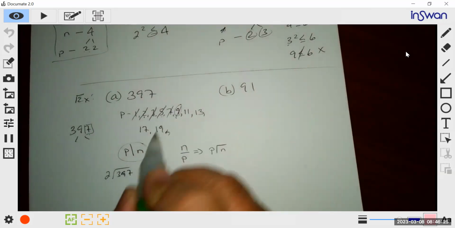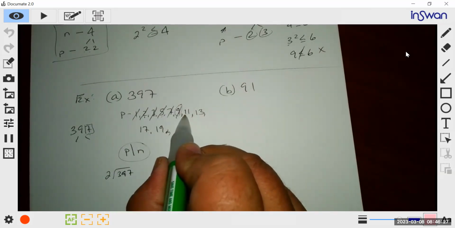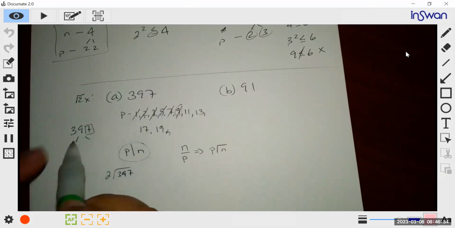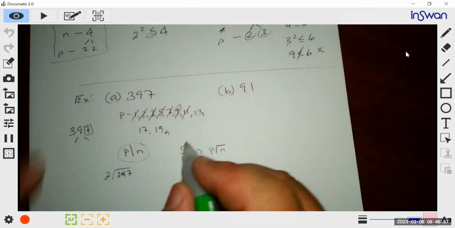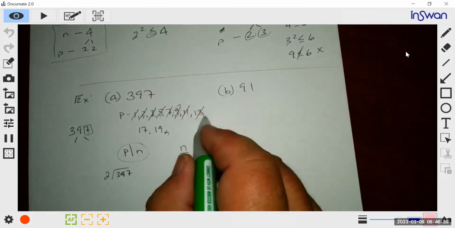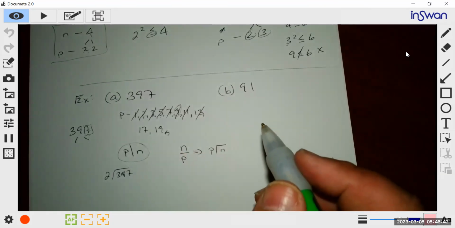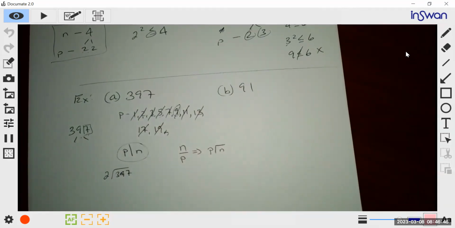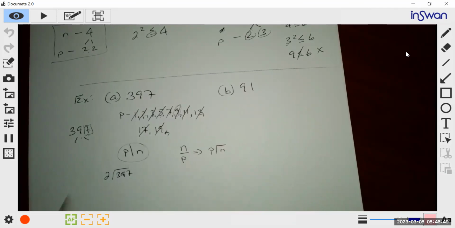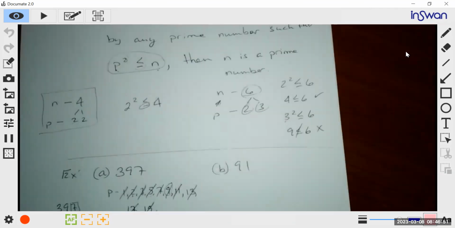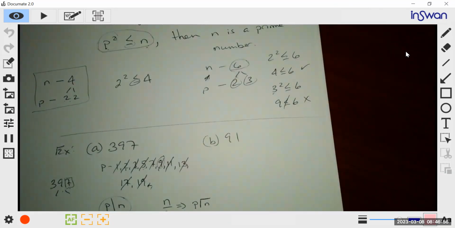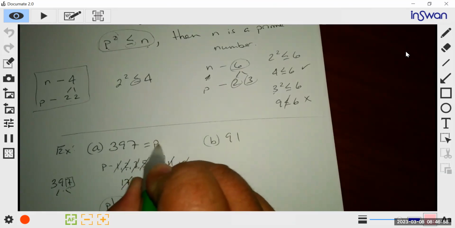Is it divisible, not by 7, is it divisible by 11? No, because 11 times 11 is 121. 121 times 11 is bigger than 1,000, so that's not. Same thing with 13. 13 times 13 is 169. So 169 times 13 is going to be bigger than that. So since it's not divisible by any of the first prime numbers, all the way up to P squared being less than or equal to 397, then that means this is a prime number.